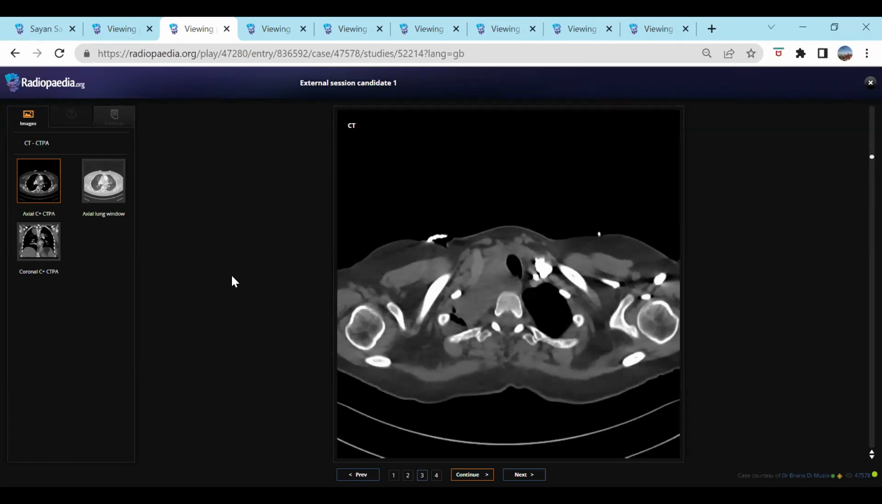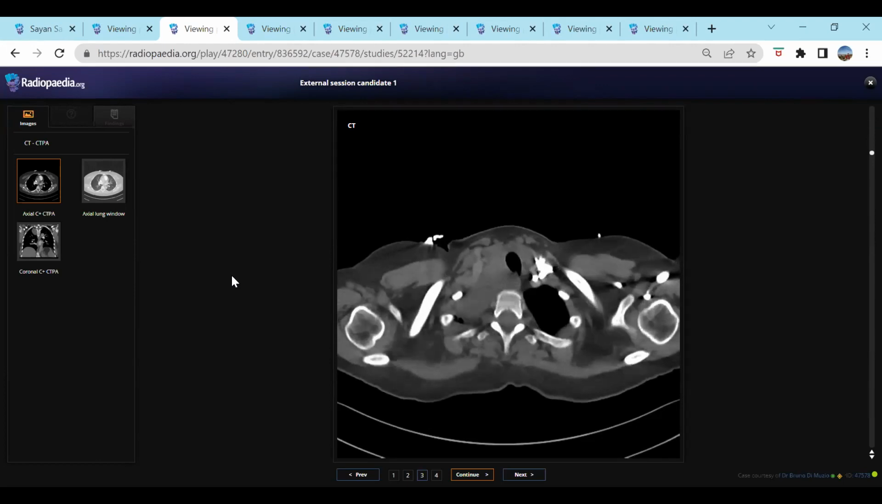Inferiorly, it is slightly abutting the thyroid gland, but I am not sure if it's arising from the thyroid gland. With the esophagus, its margin is very indistinct. First of all, do you still think it is a posterior mediastinal lesion, or do you think it is coming from the neck?